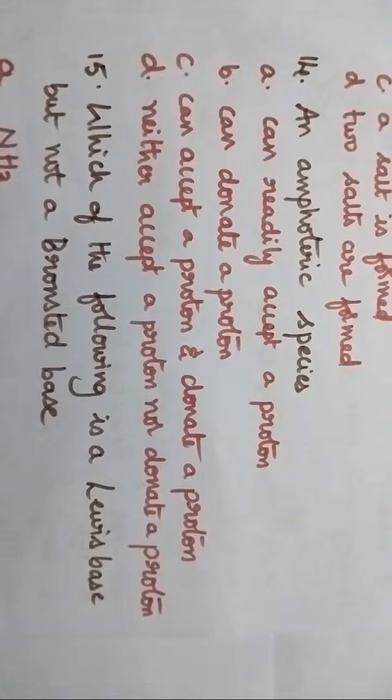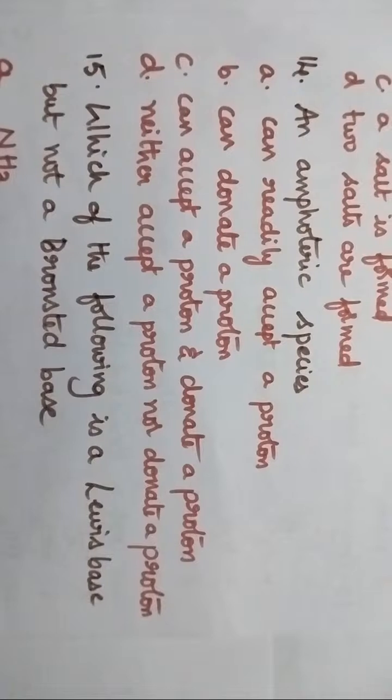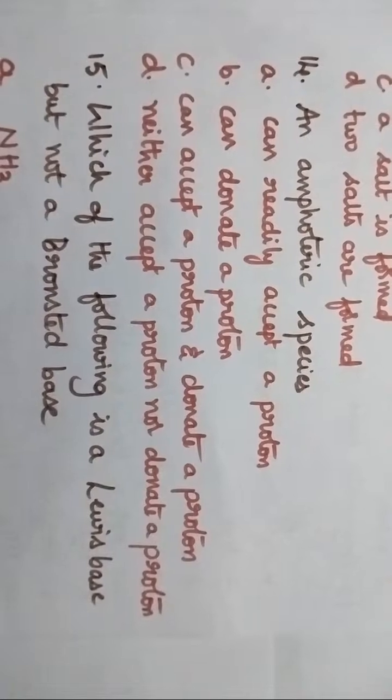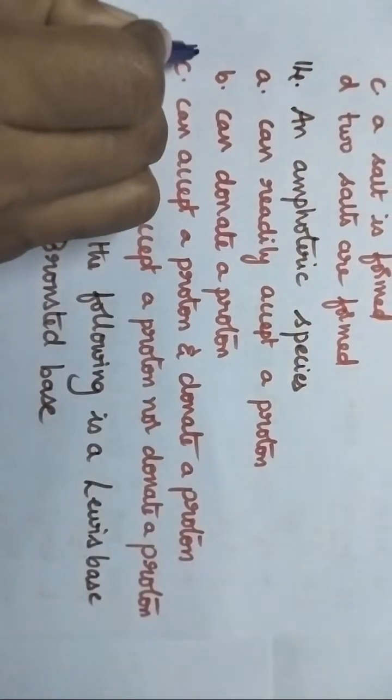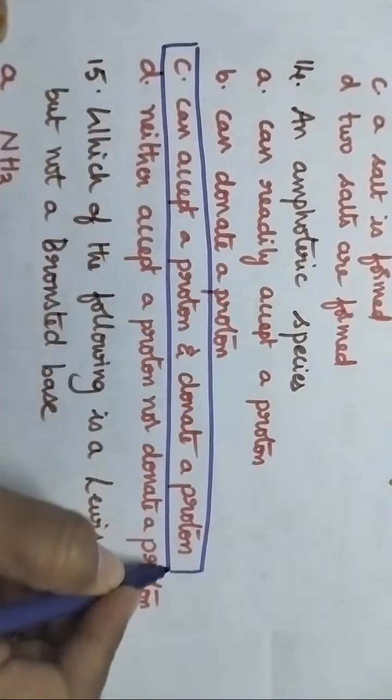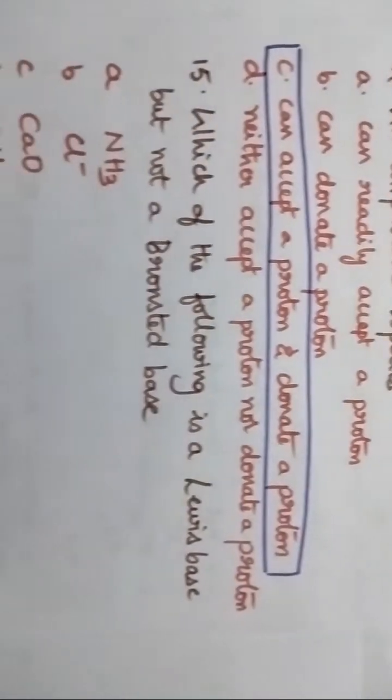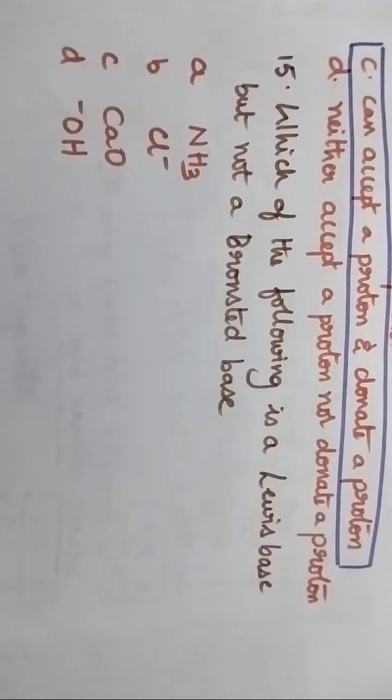Hack, very good. Bhanu, Swati, priceless brains, very good. So, amphoteric substance means it can donate a proton or it can accept a proton, that is having dual nature. So, option C is the right answer. Clear? Let us move on to the 15th question.